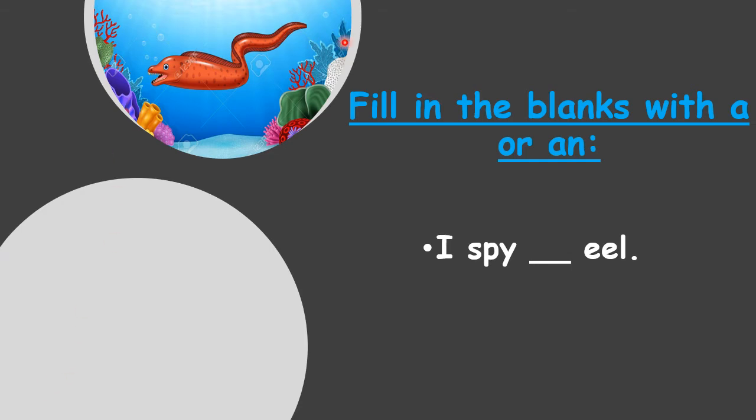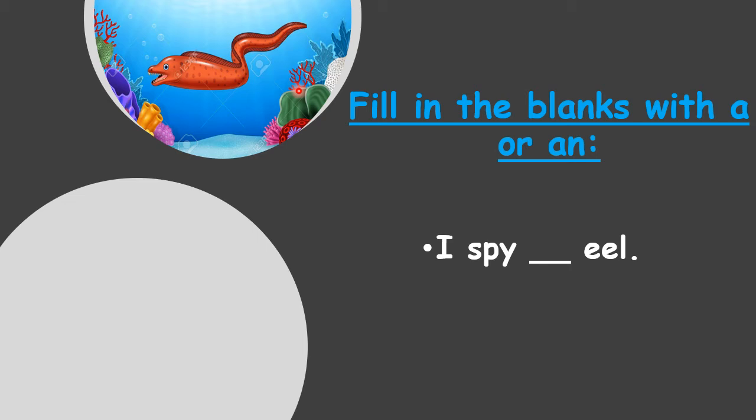What about our next picture up here? This is an eel. Eel. Also a type of sea creature we see in the sea. Some of them can shock you.